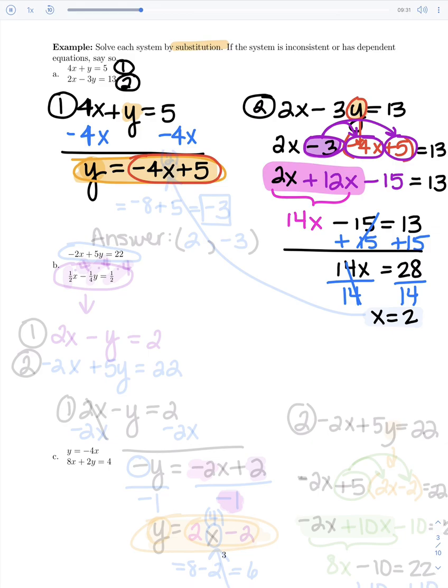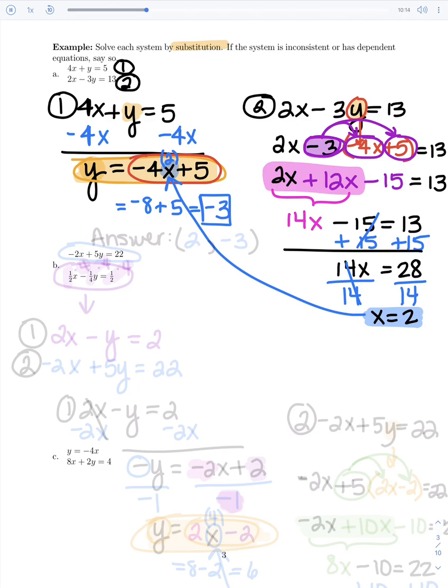However, I am not done. This is only half of my answer. If my lines are intersecting at a point, I've only got half of my point. I've got my x, I still need my y. So I'm going to take my answer for x and plug it back into the previous step, or step 1, wherever there's an x. So I'm going to replace that x with a 2. So I'll get negative 4 times 2, which is negative 8, plus 5 is negative 3. So that's my y value for my point.